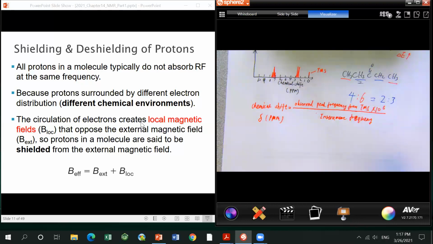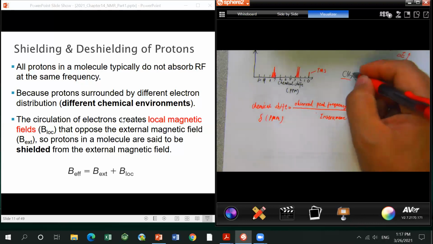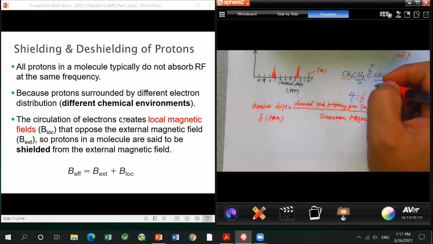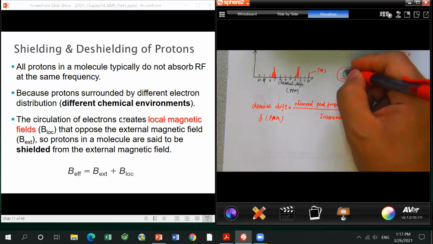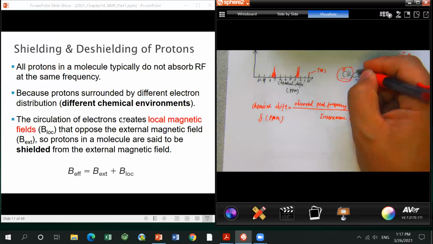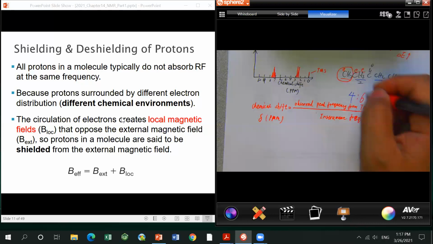chemical environments. So in reality, in addition to the external magnetic field, there is some local magnetic field. Where does this local magnetic field come from? It comes from the electrons in carbon, hydrogen, or other atoms. For example, in this CH3, the carbon has some electrons, nearby carbon also has electrons, and nearby hydrogen also has electrons. All these electrons generate what we call the local magnetic field.